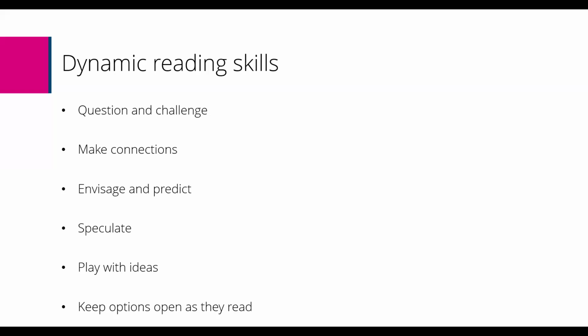Okay, so we're thinking now about dynamic reading skills. Students need to be encouraged to develop skills through all of their reading. And it also really helps them with confidence and tackling the unseen text. So, they need to be able to question and challenge text, to make connections, to think about, envisage and predict what's going to happen, to speculate, to play with ideas, to keep the options open in their heads.